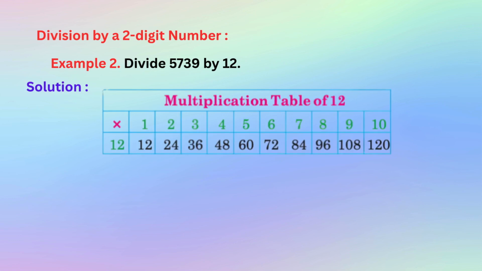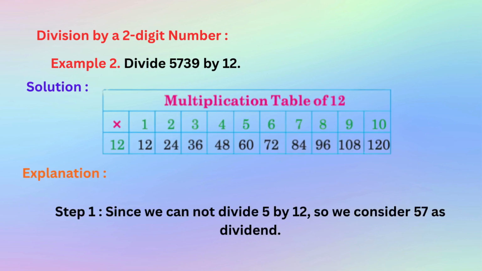Division by a two-digit number. Example 2. Divide 5739 by 12. Solution. Explanation. Step 1. Since we cannot divide 5 by 12, we consider 57 as dividend.